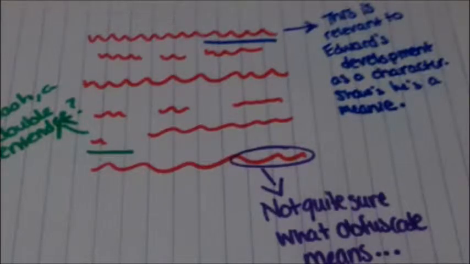So you see here that they've underlined the text and said, this is relevant to Edward's development as a character. He shows that he's a meanie. And you might find a double entendre, yay. Or you're not sure what that means. You can also, if you do find a word that you don't know, write the definition right next to the word. That's why this is so helpful.